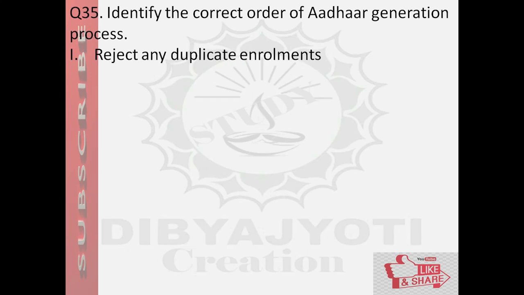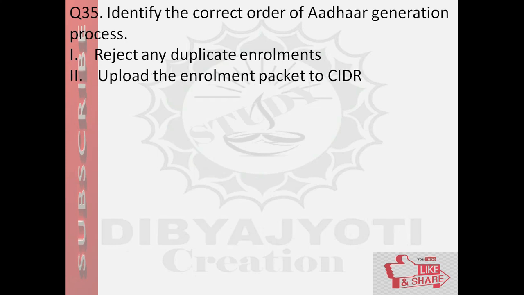Next, identify the correct order of Aadhaar generation process. Option 1, reject any duplicate enrollments. Option 2, upload the enrollment packet to CIDR. Option 3, authority generates the number.